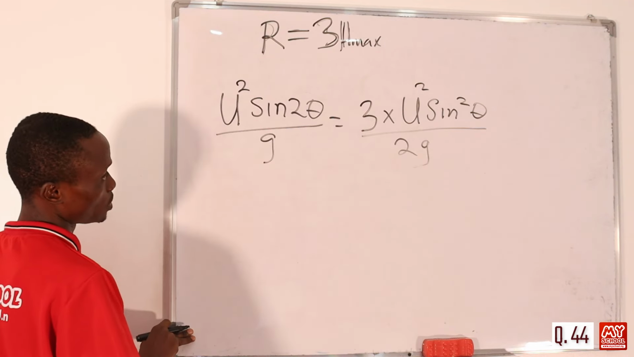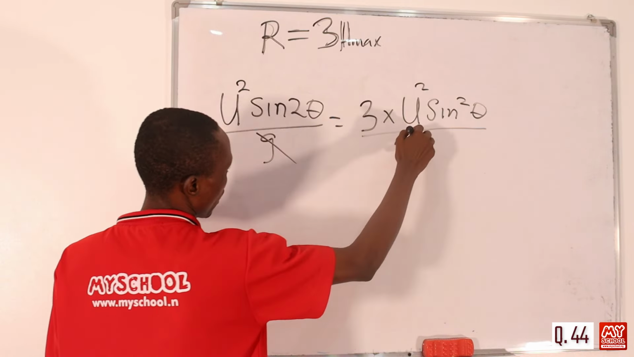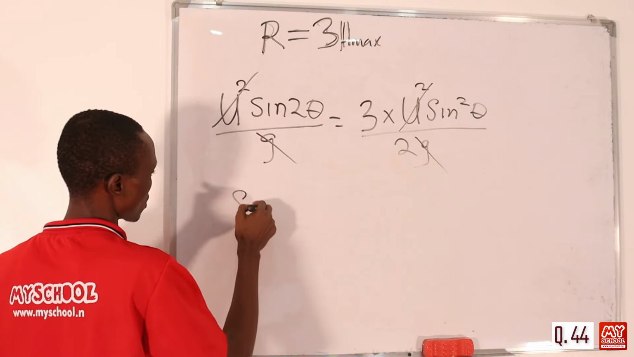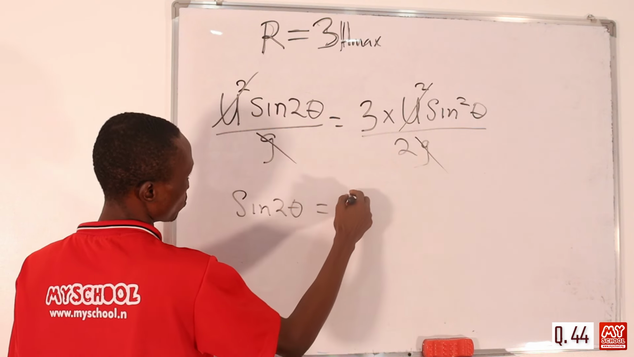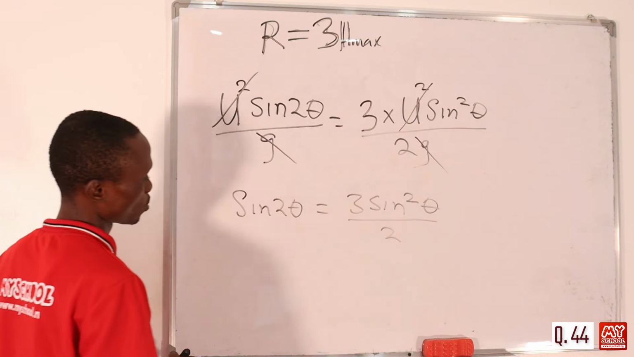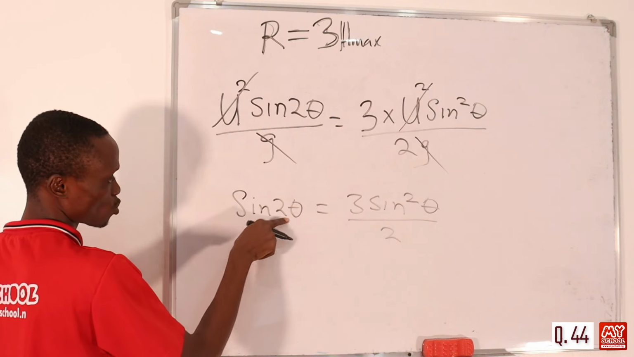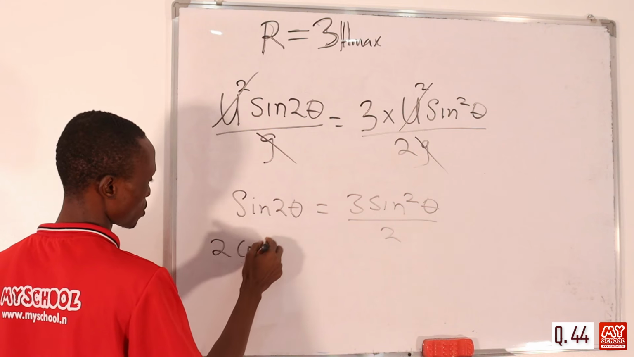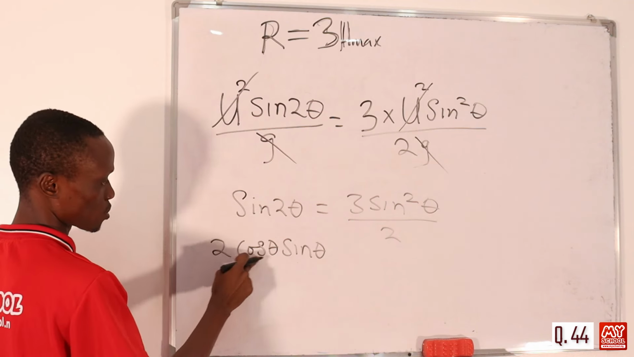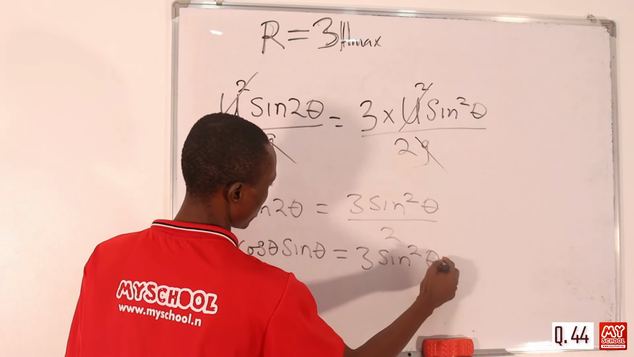So we can remove the terms that are common on both sides, which is g. So let's remove g and g. Then we can also remove the u squares. So here we'll have sine 2 theta equal to 3 sine squared theta all over 2. But remember that in identity, sine 2 theta is equal to 2 cos theta sine theta. So the whole thing here is equal to 2 cos theta sine theta, and this will be equal to 3 sine squared theta all over 2.